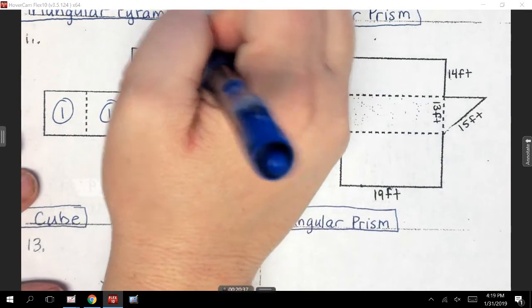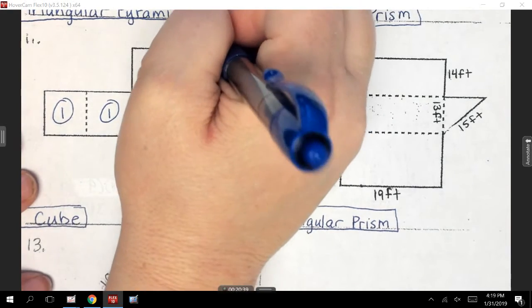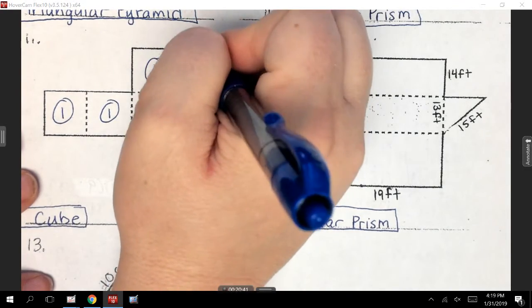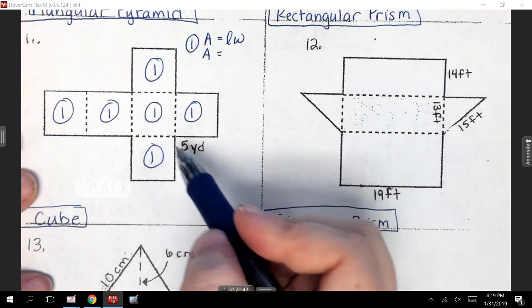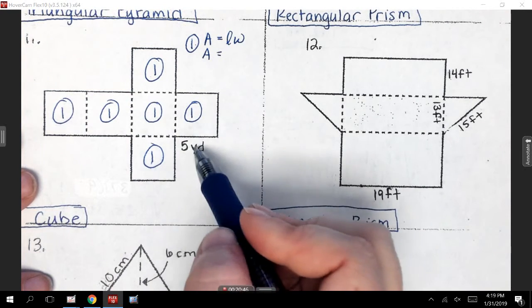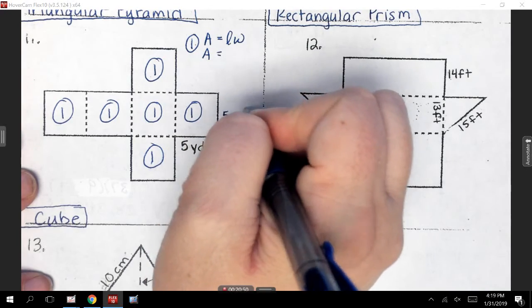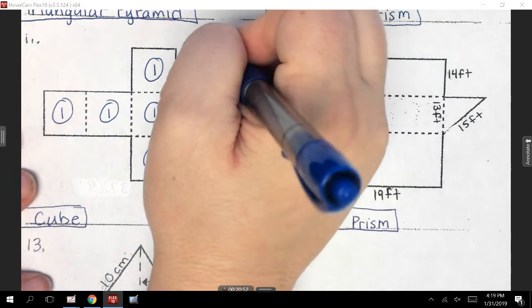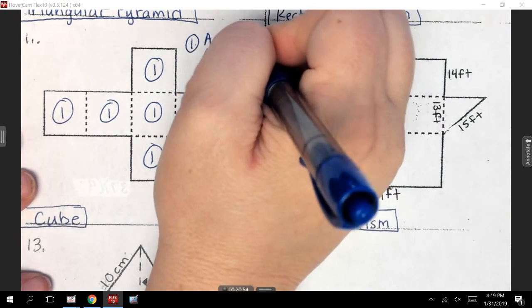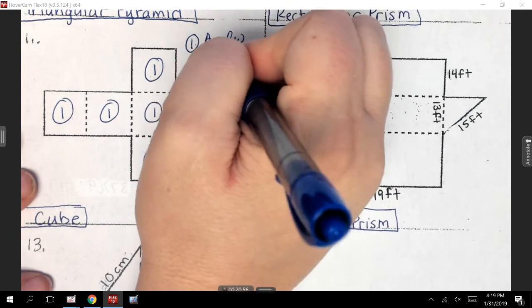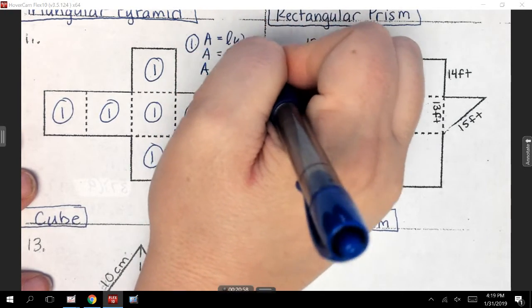Then I'm going to come over here and do shape 1, which says area equals length times width. So area equals. Now you'll notice it only gives me one number here. But on a square, if the bottom is 5, the side is also 5. So I'm just going to do 5 times 5. So my area is going to be 25 yards squared.